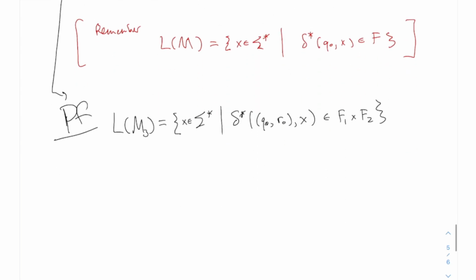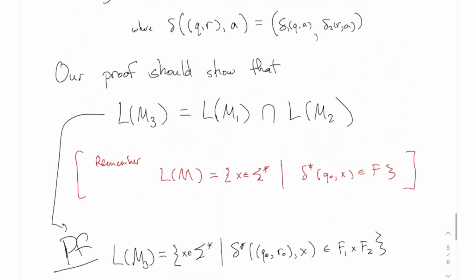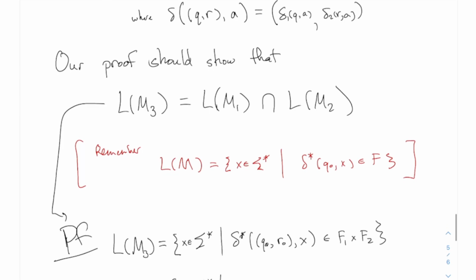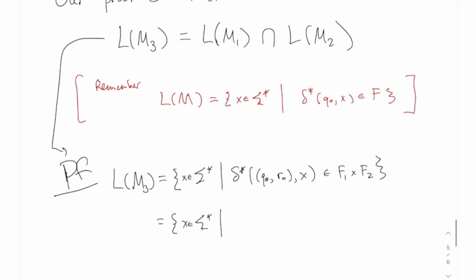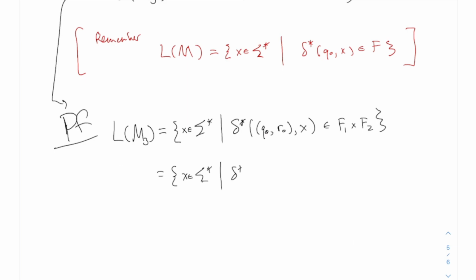So one step I'm going to do is, what is delta star of that? Well, we said up here what delta is. You can see it right at the top right there. Delta of something something is delta 1 of the first thing, comma, delta 2 of the second thing. So the same will be true of the stars. So this is the pair, delta star 1, or delta 1 star, whatever you want to say, Q0x, comma, delta 2 star, R0x, right?